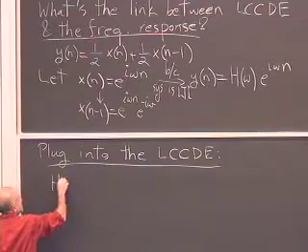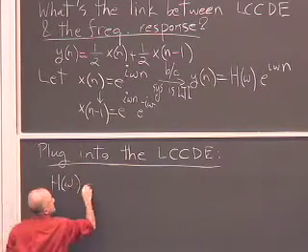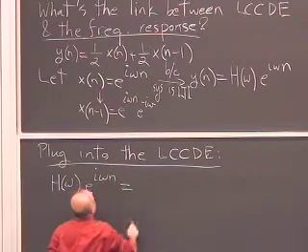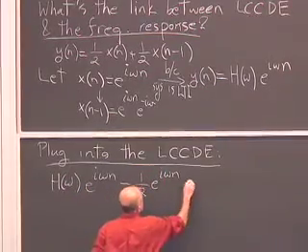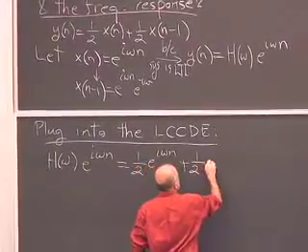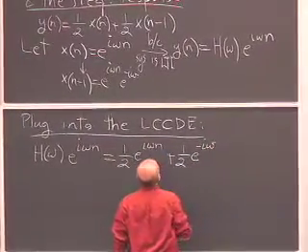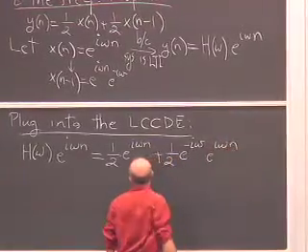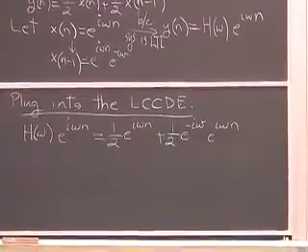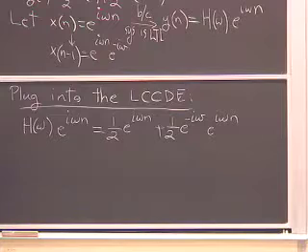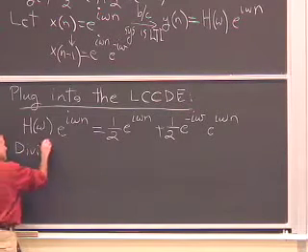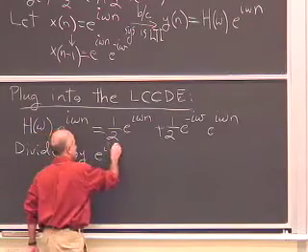On the left-hand side, I have what you told me, which is H of omega e to the i omega n. On the right-hand side, I have 1/2 e to the i omega n, plus 1/2 e to the minus i omega e to the i omega n. How do I get the frequency response? I'm trying to solve for H. Divide by e to the i omega n.